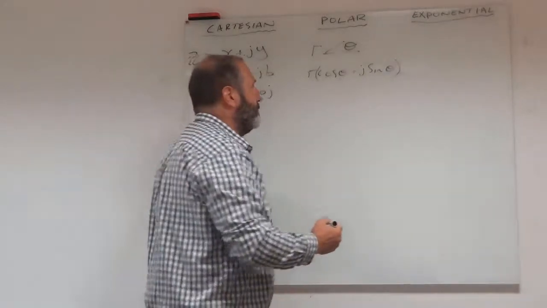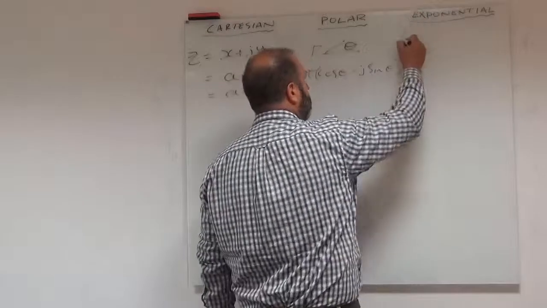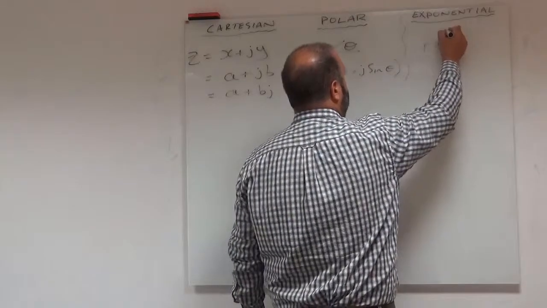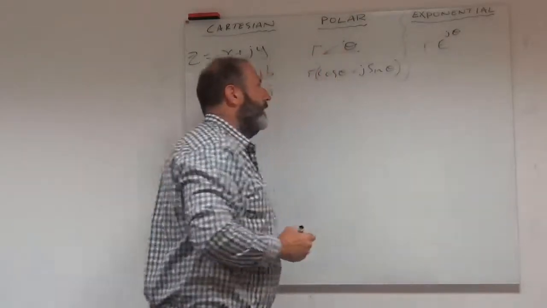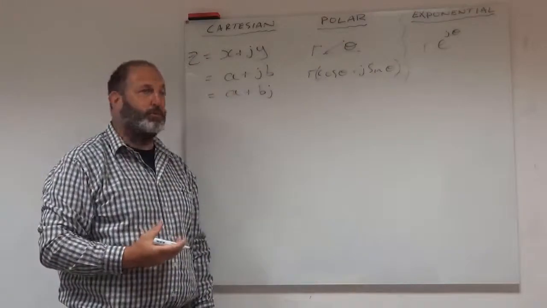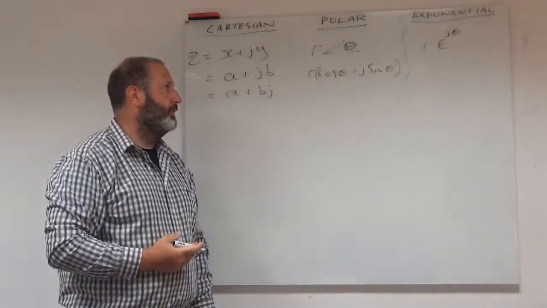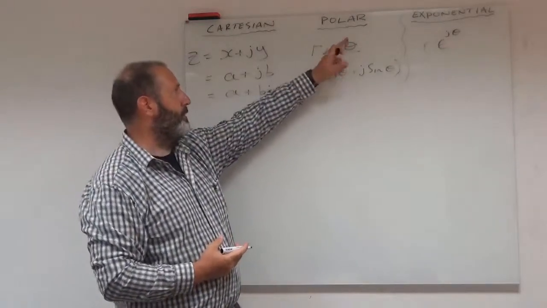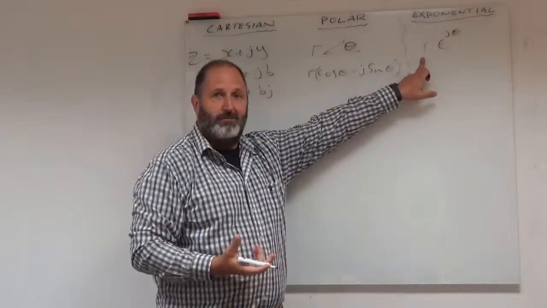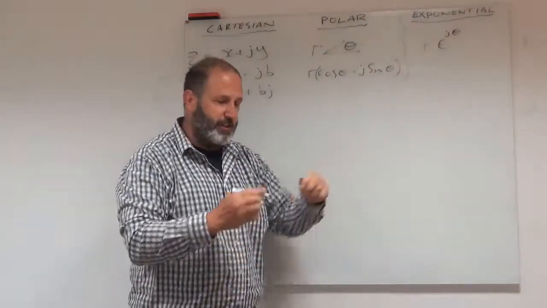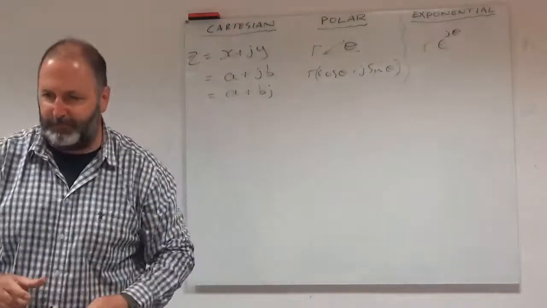So typically exponential form in a general sense will look like this. It will be z equals r e to the j theta. So if you know r and theta perhaps from polar form, then you're seconds away from writing it in exponential form, and vice versa. So let's look at a quick example.